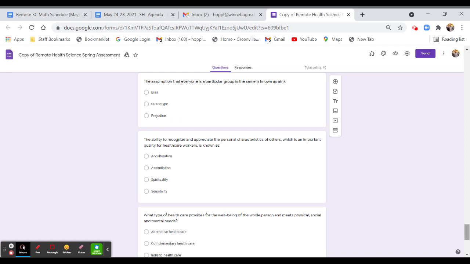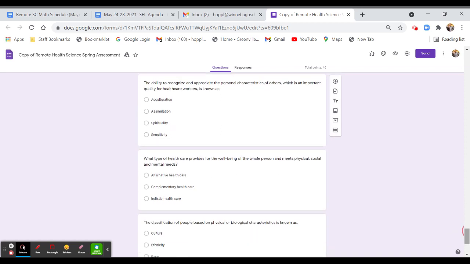The assumption that everyone in a particular group is the same is known as what? Bias, stereotype, or prejudice? The ability to recognize and appreciate the personal characteristics of others, which is an important quality for healthcare workers, is known as acculturation, assimilation, spirituality, or sensitivity.